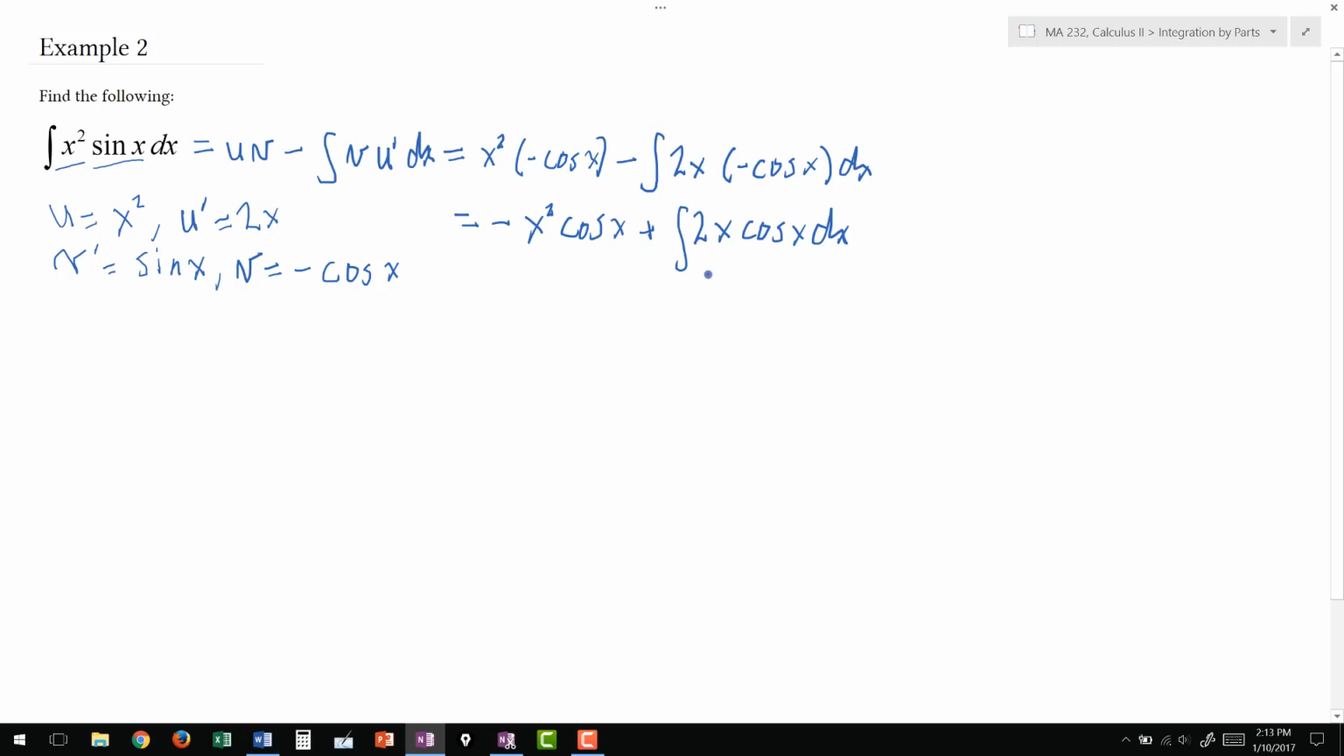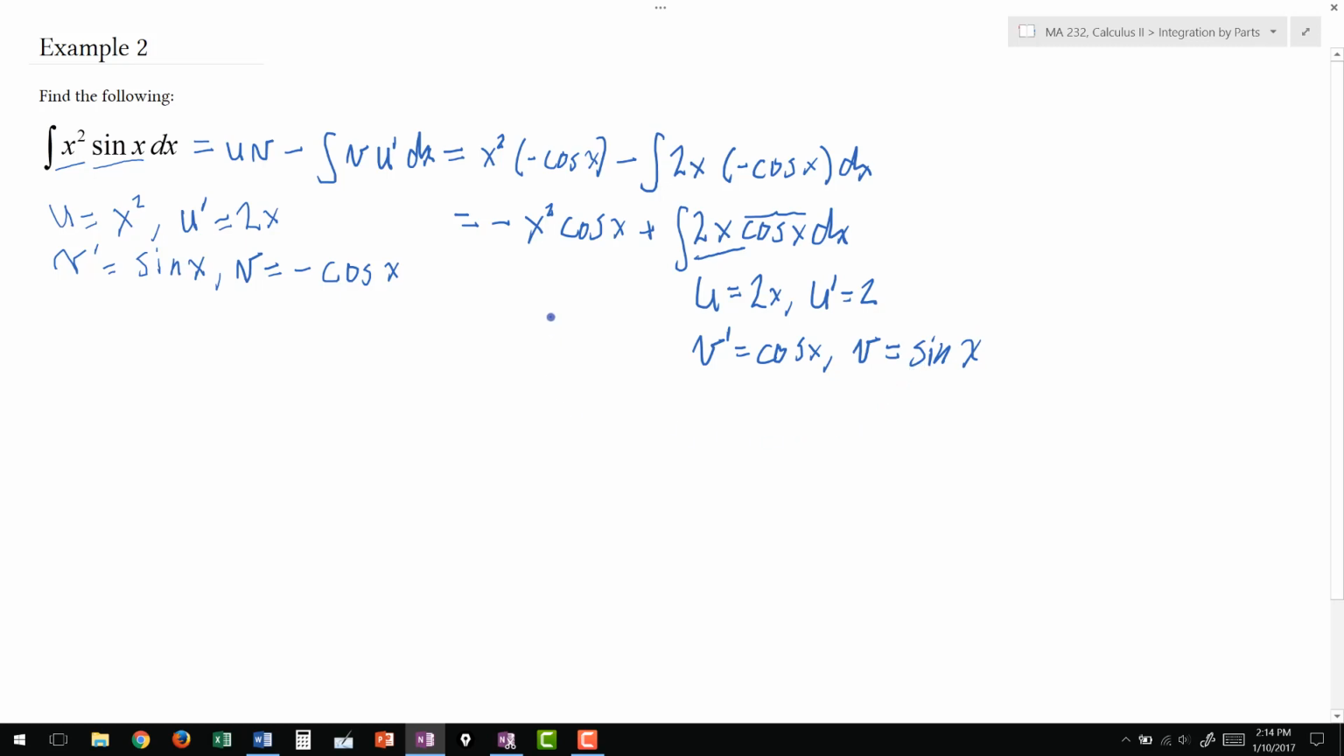We want to find a u that gets simpler when we take the derivative. So I'm going to let u equal 2x. So then my u prime is 2. The v prime is what's left, and that's my cosine x. And so I need the integral of cosine, or antiderivative for cosine, which is sine x, because the derivative of sine is cosine.